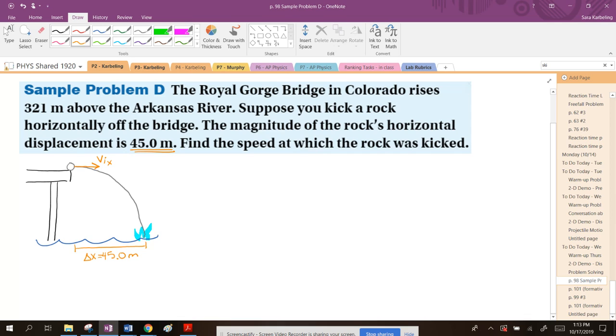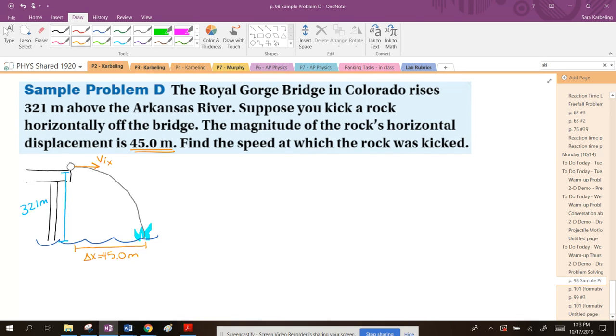It says that the bridge is 321 meters above the Arkansas River. Again, to be clear, not drawn to scale, but you get the idea here. All these pictures are going to look pretty similar. So 321 meters above. Now, that's the distance. When we talk about displacement, we're going to have to remember to make that negative. So that's kind of my setup before I write out my givens.